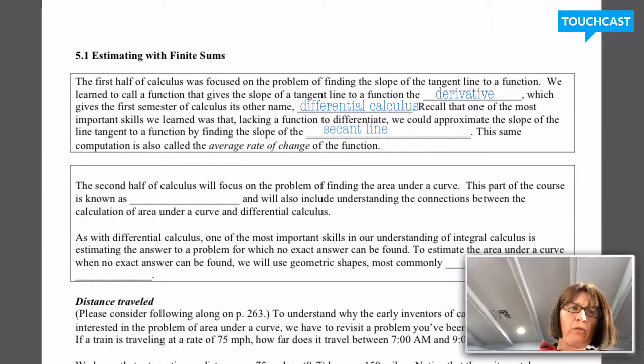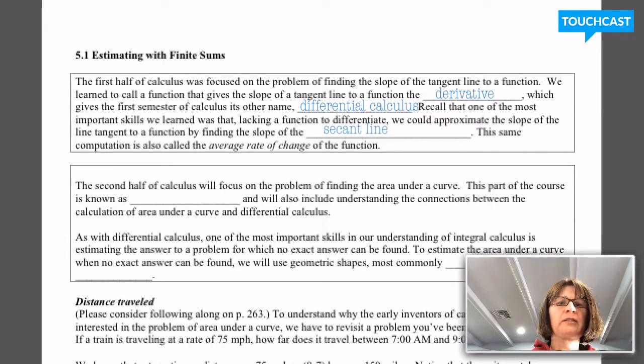We learned along the way that if we didn't have an actual function to differentiate, we could approximate a derivative by finding the slope of the secant line, which is the same as f of b minus f of a over b minus a, the average rate of change of the function. So second semester starts with what you might think is a completely different problem.